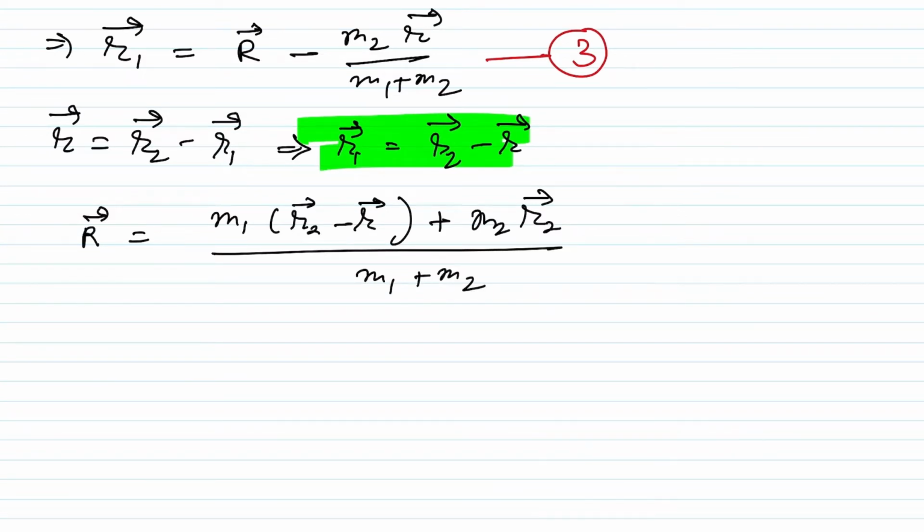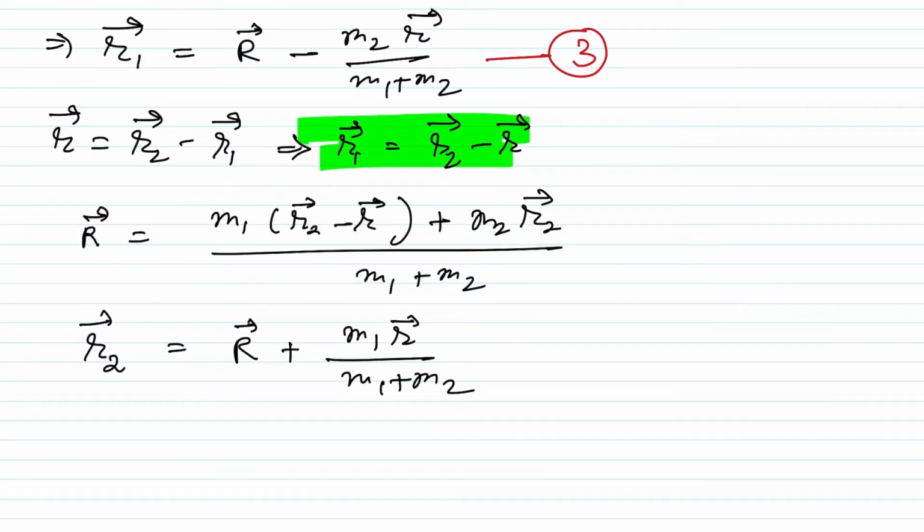And from here, if you simplify this, you will find r2 vector is equal to R vector plus m1 r vector by m1 plus m2. If you simplify this, you will get this one. Okay, so now this is supposed to be equation number 4.